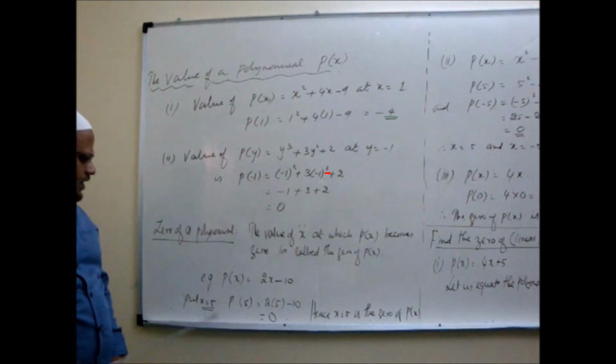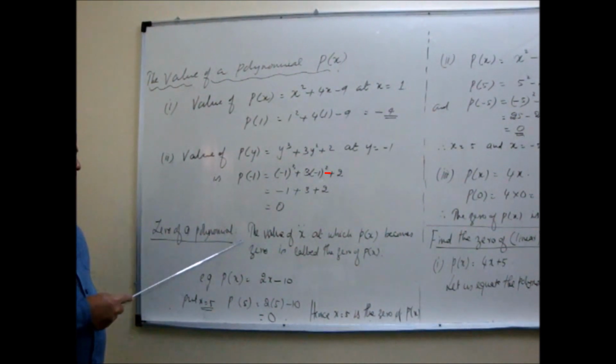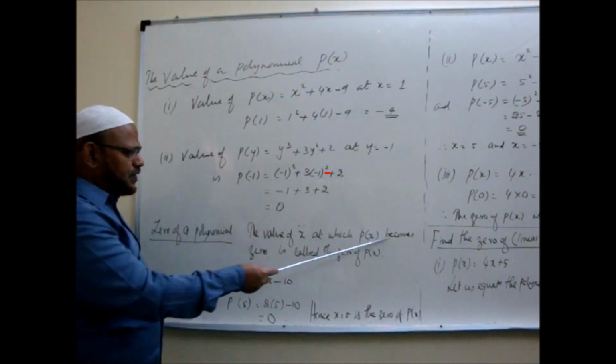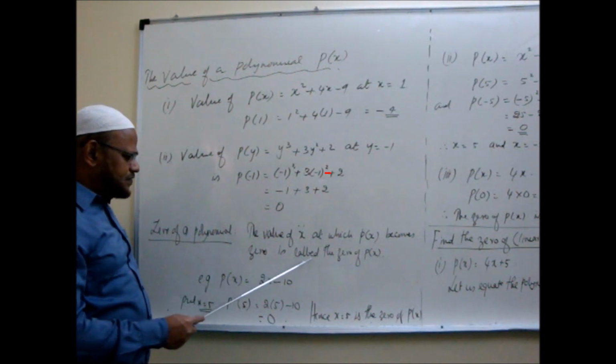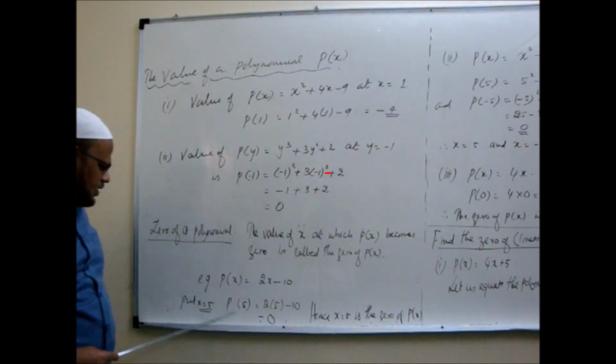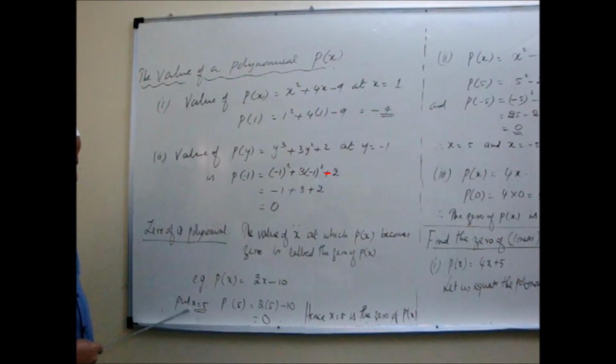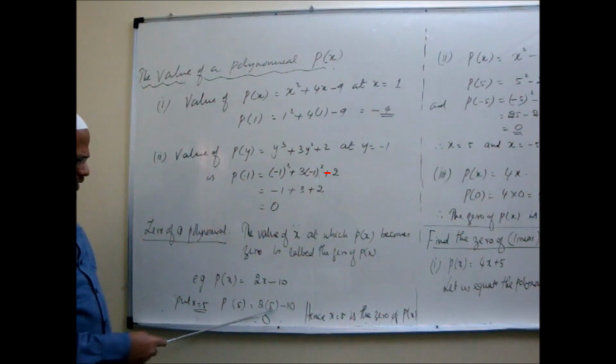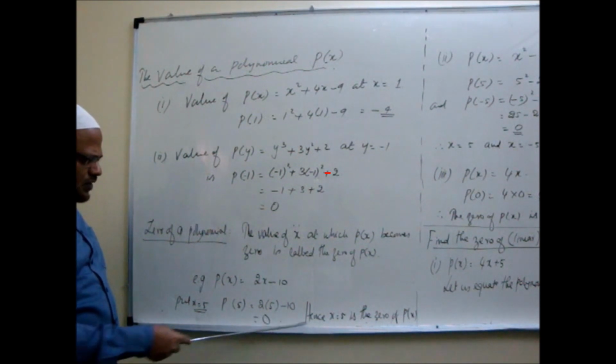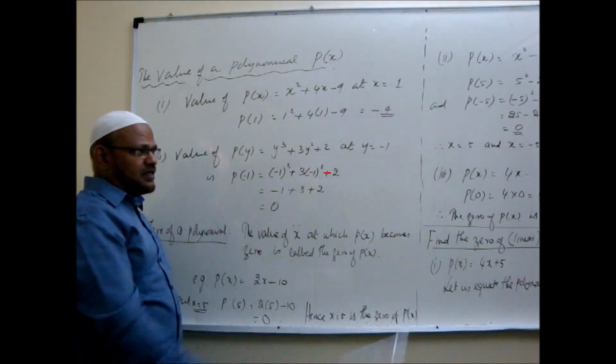Like that, a few examples have been taken. So the value of x at which p of x becomes 0 is called the 0 of the polynomial. For example, here they gave me this polynomial. I put x is equal to 5. So p of 5 is what? 10 minus 10 becomes 0. So x is equal to 5 is the 0 of the polynomial.